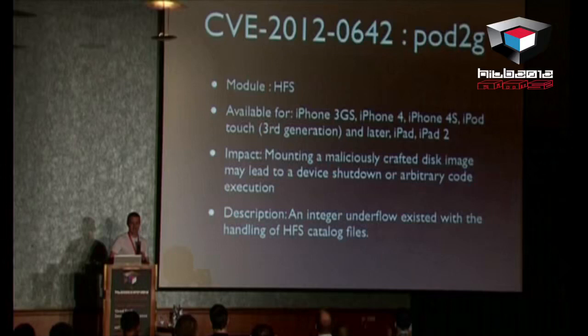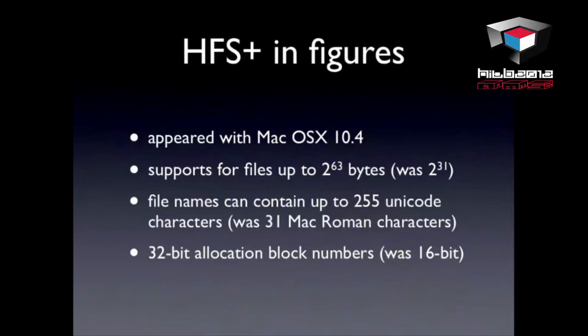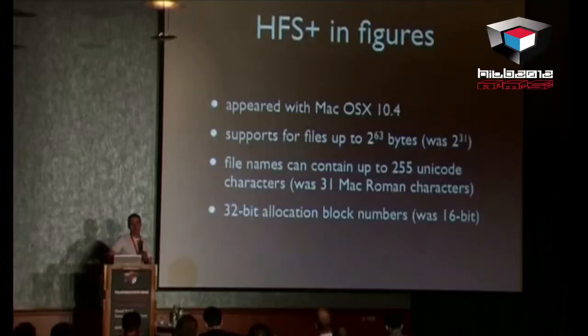So here is HFS Plus in figures. It appeared with Mac OS X 10.4. It supports files up to 2^63 bytes. It was 2^31 bytes with the previous HFS version. And file names can contain up to 255 Unicode characters. It was 31 before, and not Unicode either. And there are 32-bit allocation block numbers, which means that we can access many more blocks than in the past.